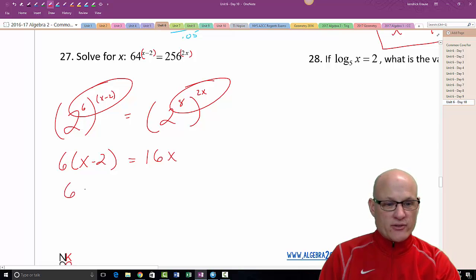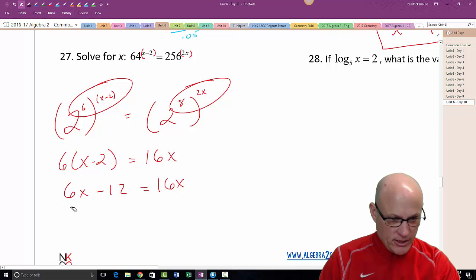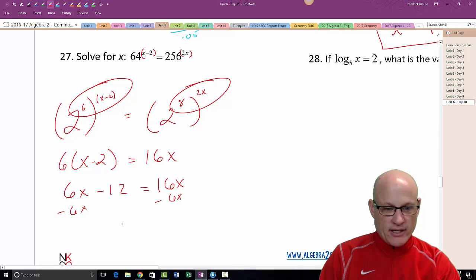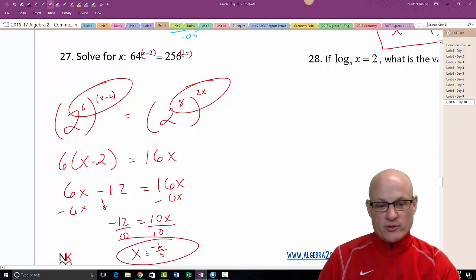So we got to solve it. 6x minus 12 is equal to 16x. Excuse me, we got to subtract 6x here. Minus 6x, minus 6x. So I get negative, be careful, don't forget to copy down that negative, negative 12 is equal to 10x. Divide by 10, and we get x equals negative 6 over 5. If you reduce it, you could leave it as negative 12 over 10. Check it, make sure it works.